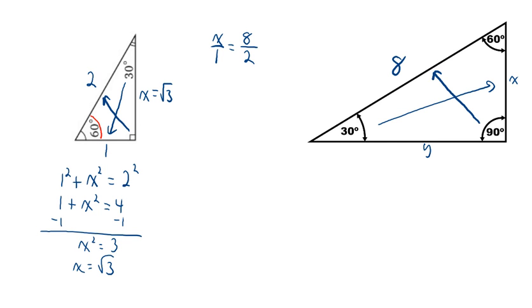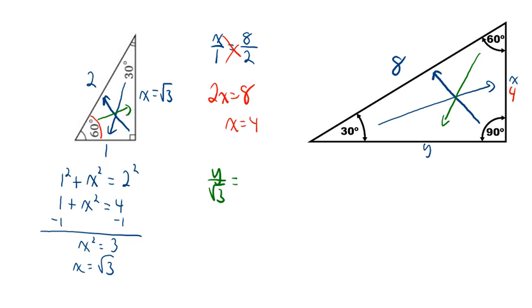x is to 1 as 8 is to 2. And now I'm going to cross multiply. 2x equals 8, and x equals 4. All right, now let's find y. All right, y is across from the 60-degree angle in this triangle. The square root of 3 is across from the 60-degree angle in my original triangle. So y corresponds to the square root of 3.